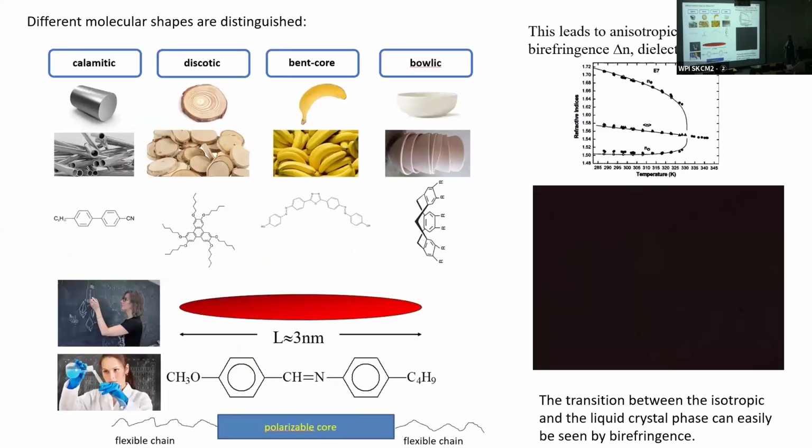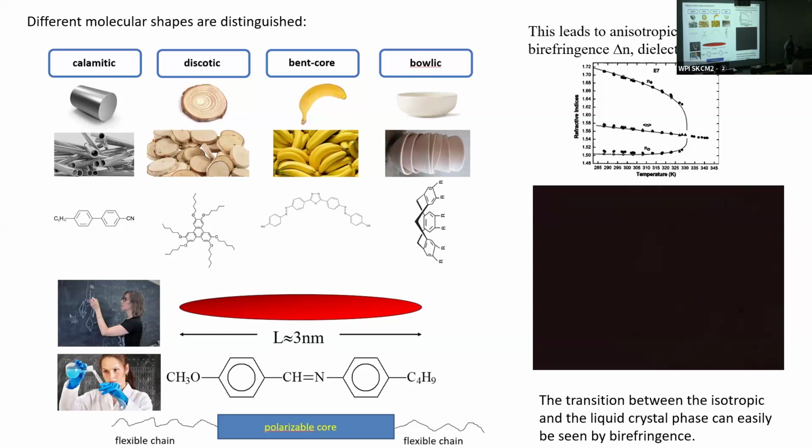So we distinguish these phases also by their molecular shapes. They can be sort of rod-like, which are then called calamitic. They can be disc-like, discotic, bent core. Bent-core liquid crystals have been around for about 30 years now. And here are just some examples of these sort of structures.